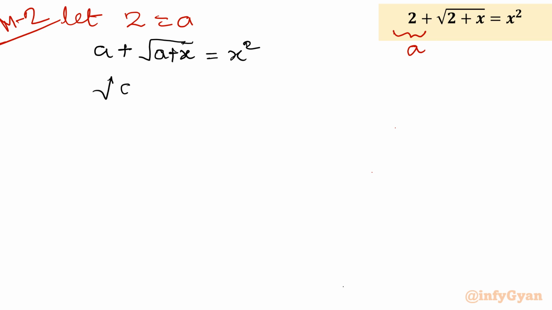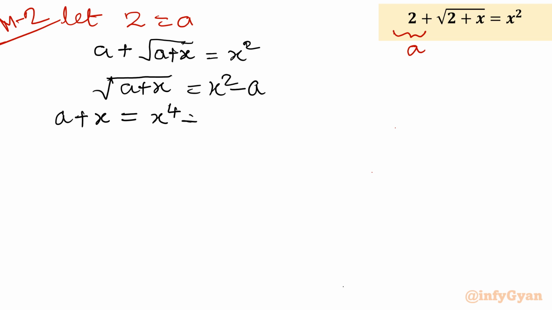Take away a from both sides. So square root a plus x equal to x square minus a. Squaring both sides, I will get a plus x equal to, again whole square, x power 4 plus a square minus 2ax square.